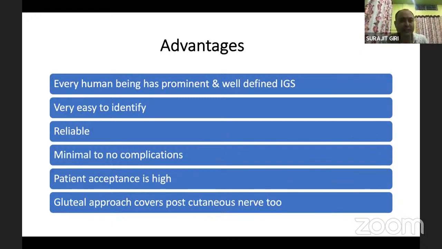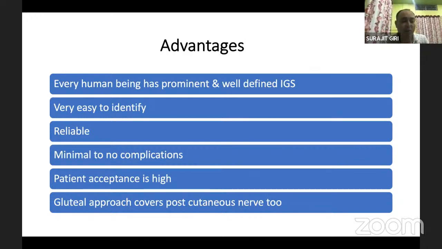The advantage of this technique is that, as I have already told, every human being has a prominent and well-defined intergluteal sulcus. From a distance, you can say this is the intergluteal sulcus. So this is the midpoint, and I'll go 10 centimeters lateral to it. It is very easy to identify and very reliable, and as there is no vital structure there, there is minimal to no complication. I have not found any complication till now, by the grace of God.